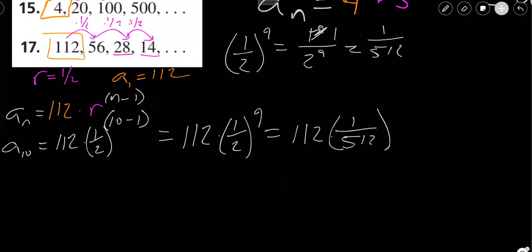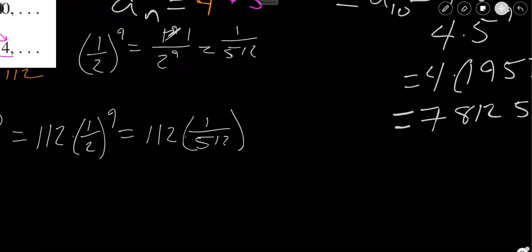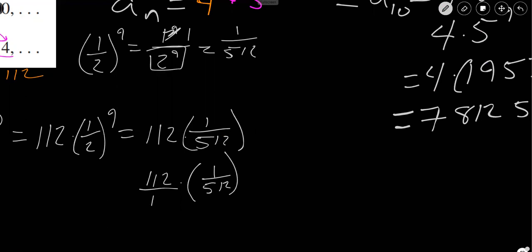This is kind of messy. I can try to do it by hand. 112 times 1/512. Well, I know that 512 is divisible by 2 because it's a power of 2 and it's even. So I'm going to divide both 112 by 2, that's going to give me 56, and 512 by 2, that's going to give me 256.